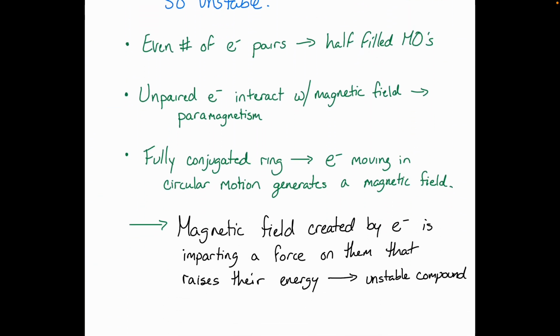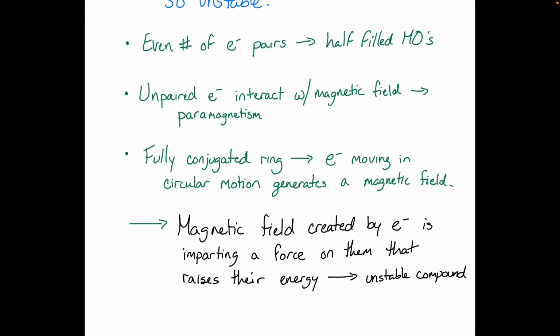And because of those half-filled orbitals, the electrons in that ring will interact with a magnetic field. And because they're a ring, the electrons are moving in a circle which is generating a magnetic field, right? So the electrons in those bonds are creating this magnetic field that they are interacting with, and that's raising the energy of those electrons, leading that compound to be less stable than what you would expect.